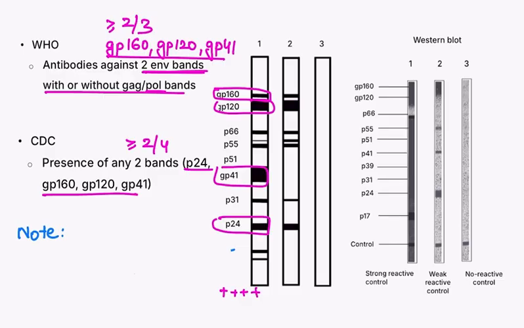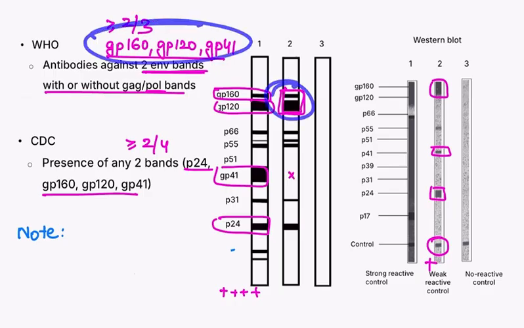Let's look at patient number 2. Control is there. This means the test is valid. Over here, GP160 and 120 are coming. GP41 is coming. P24 is coming. Yes, this is also positive, but I don't see the kind of positivity which I'm seeing in the first case. Now, if you look over here, all the envelope proteins are coming, but look at this case. GP160 and 120 are coming, but there is no GP41. But WHO said that out of the 3 envelope proteins, if any 2 are present, the work is done, plus P24 is also there, so I will still consider it as positive.